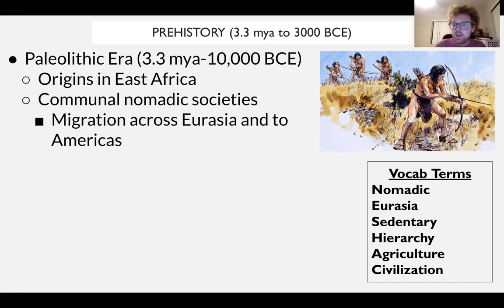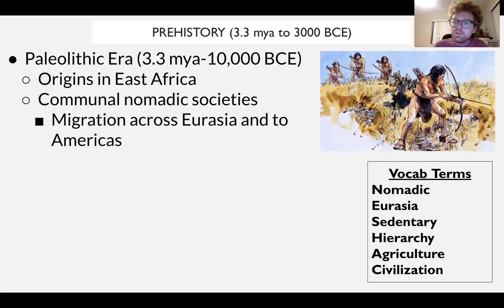We don't really know exactly what these communal societies look like, but we can take our best guess based on current day hunter and gatherer societies. There are some that still exist today. We have theories that these communal nomadic societies largely lacked hierarchies, largely lacked class, and also largely lacked gender roles, at least in the form of separate spheres for men and women.